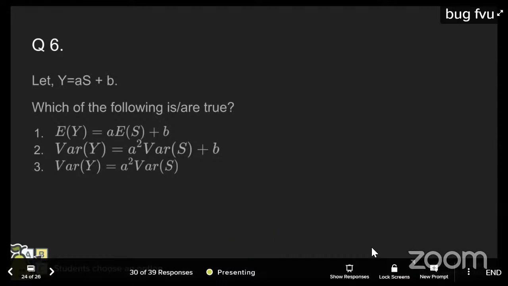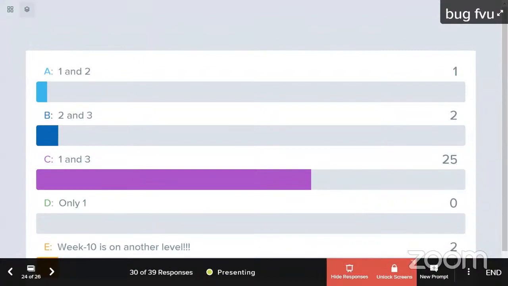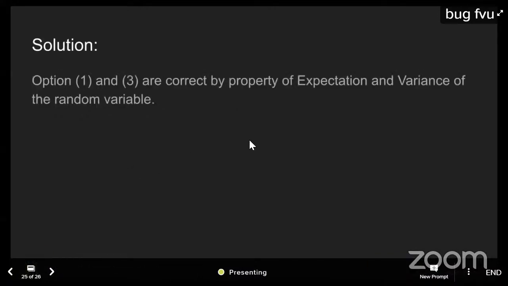Okay, let's proceed to the solution part. We know by the property of expectation and variance that options 1 and 3 are correct. Whenever we multiply or add a constant, the expected value gets affected in the same manner: the constant gets multiplied and the addition gets added. While in variance, there is no effect of adding a constant, but when we multiply, it gets squared. So we will get a squared times variance of S, right?